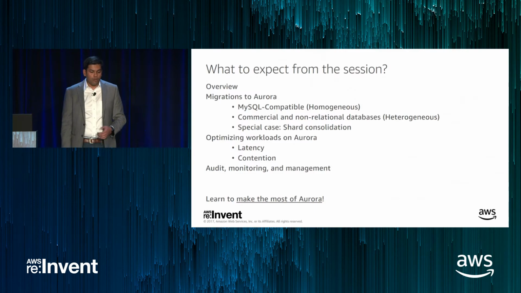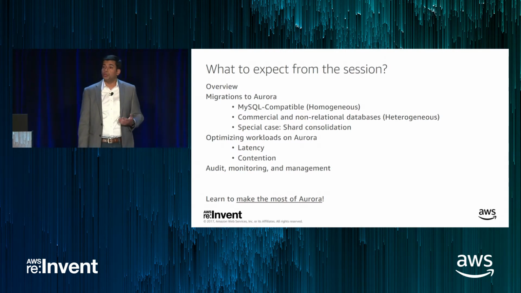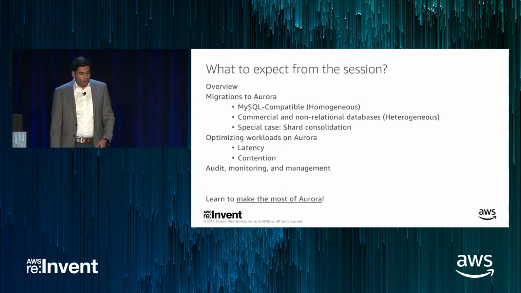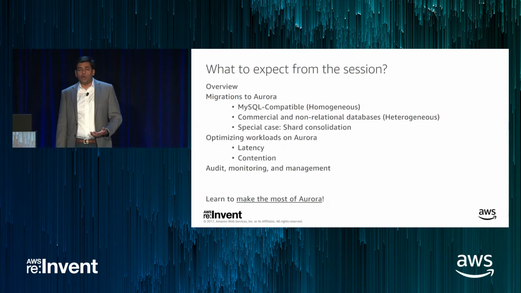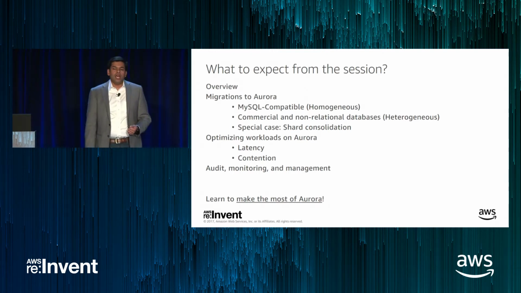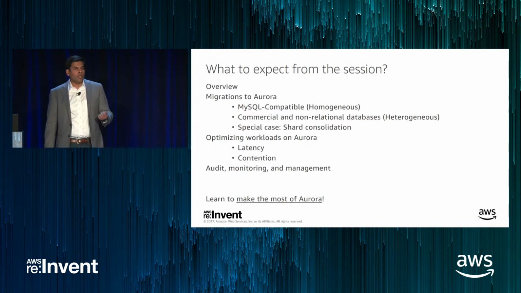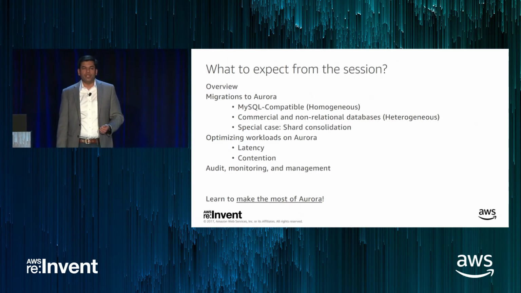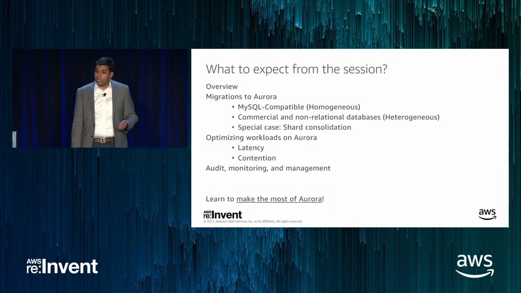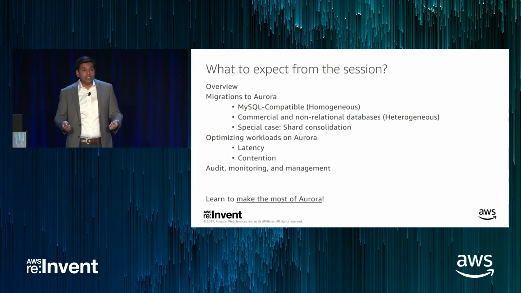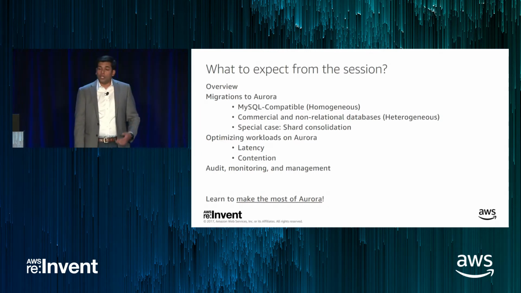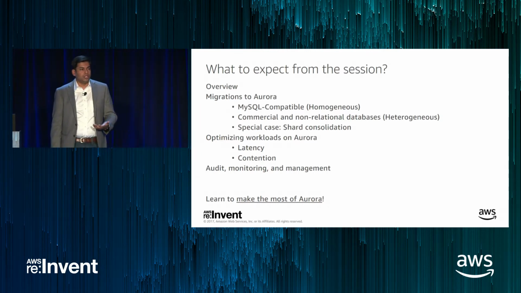So let's look at what we are going to show you in this session. Firstly, we'll give you a quick overview of Amazon Aurora. And then we'll move on to see different sources from where you can migrate to Amazon Aurora. We'll start off with the simplest scenarios, which is, let's say, a MySQL compatible database, MariaDB or MySQL. We'll also call them homogeneous migrations.